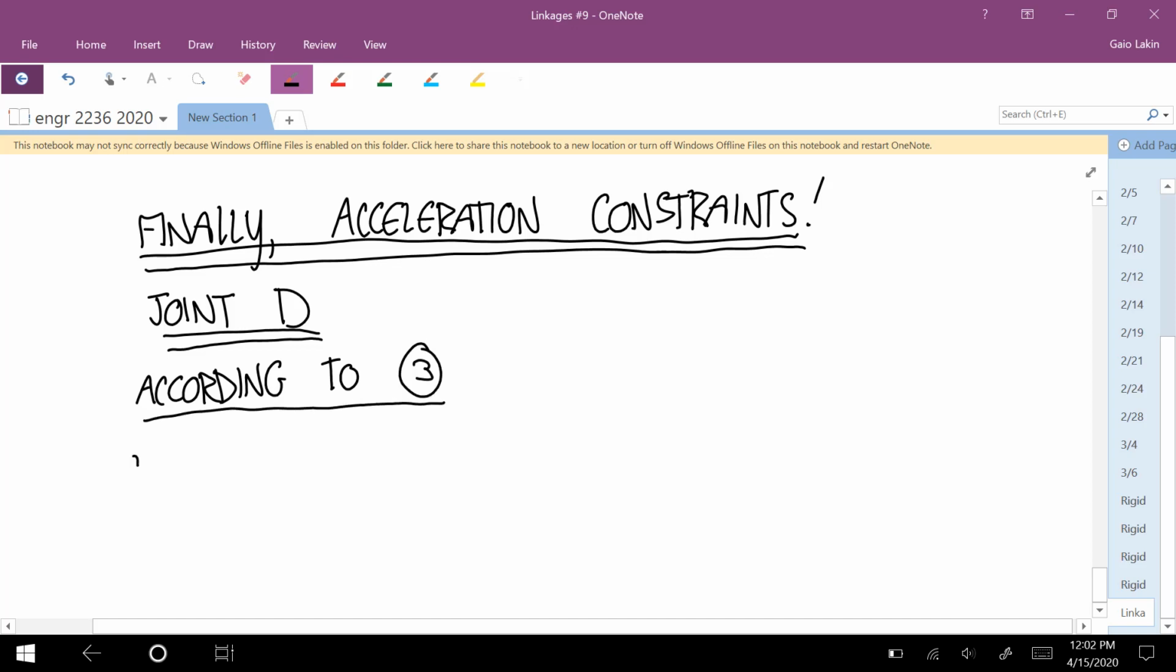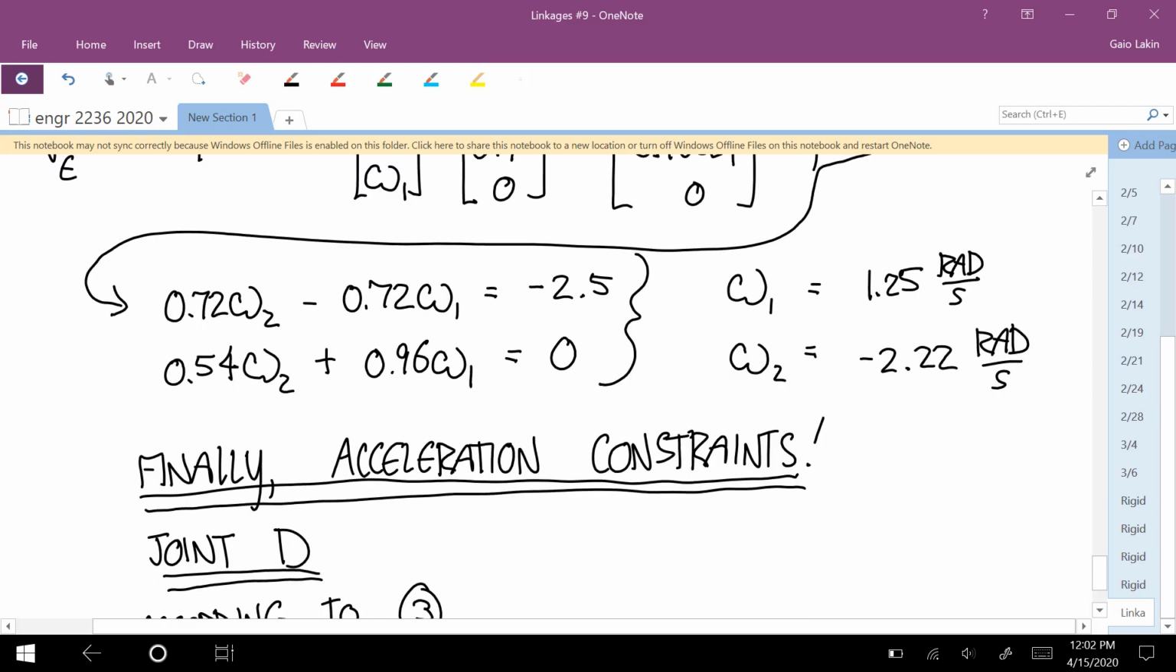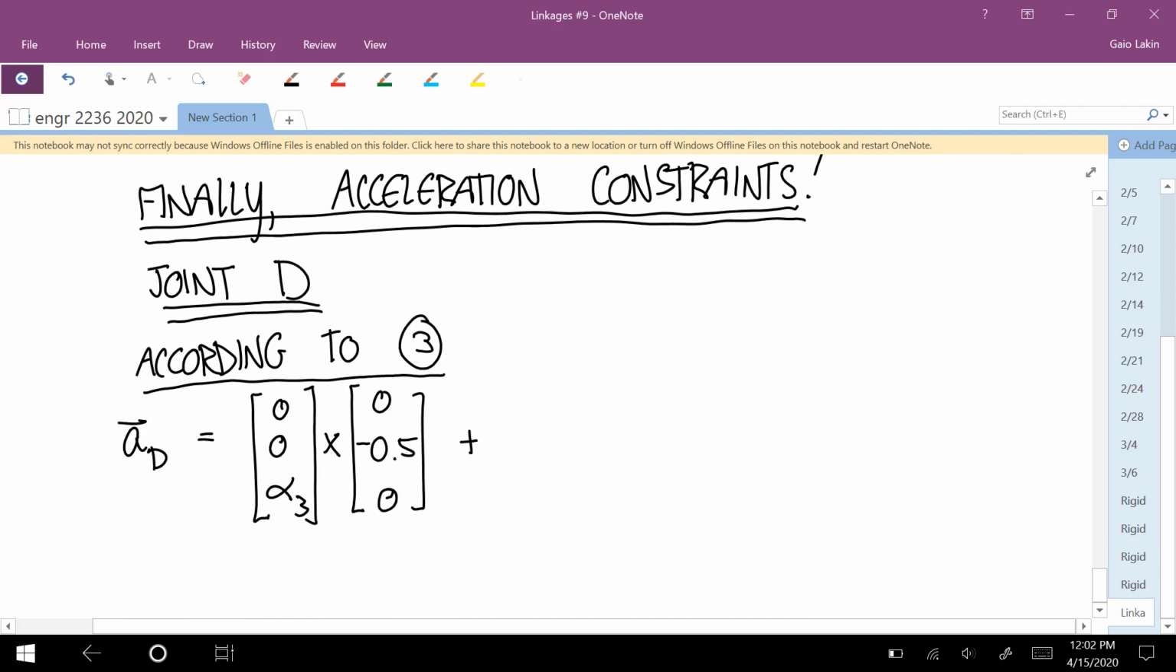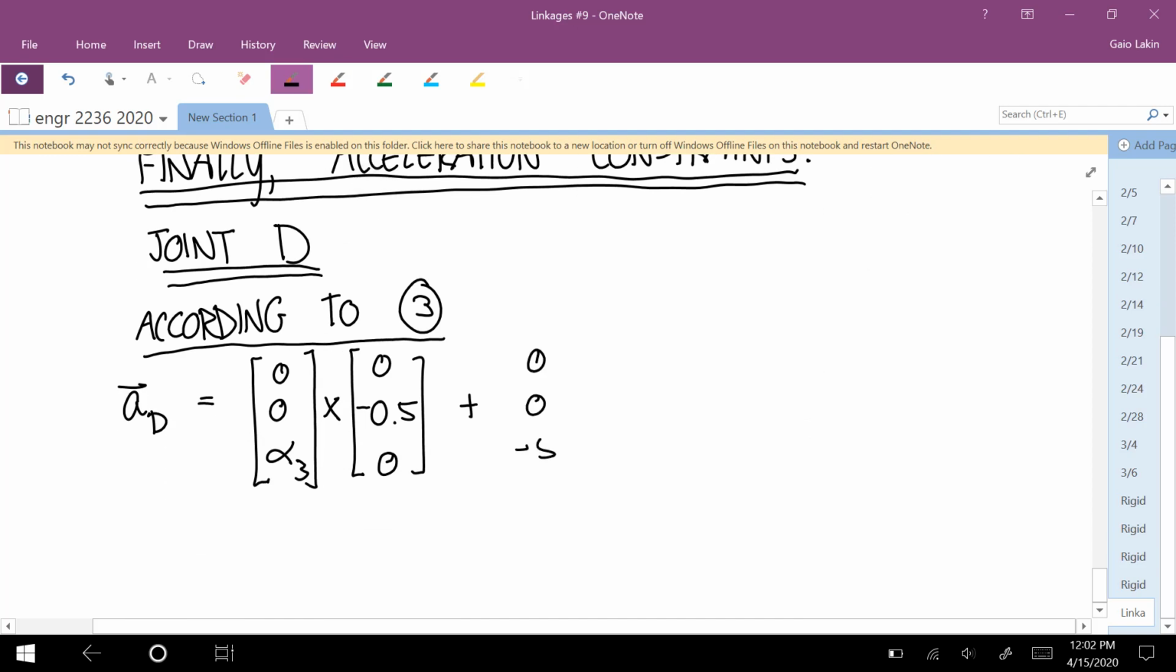So according to 3, the acceleration of D is equal to, we have to use the relative acceleration equation, so 0, 0, alpha 3 crossed with the R vector, 0, negative 0.5, 0, plus, now we know these omegas, omega 3 we were given, so 0, 0, negative 5 crossed with the quantity 0, 0, negative 5 crossed with that R vector.